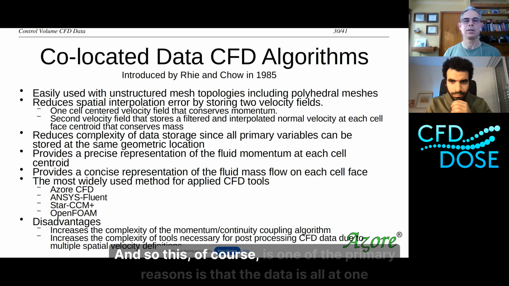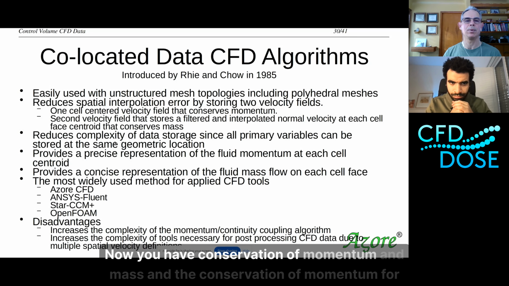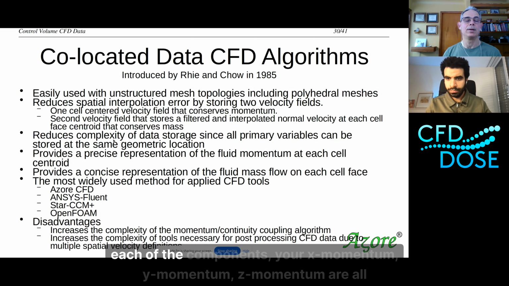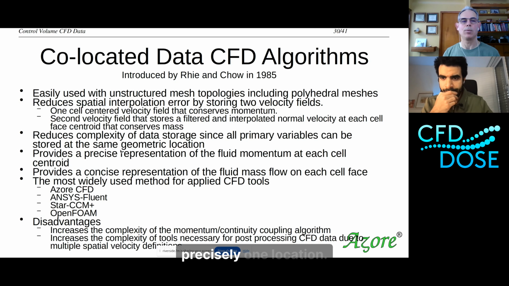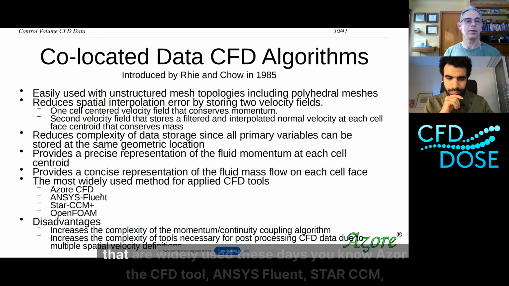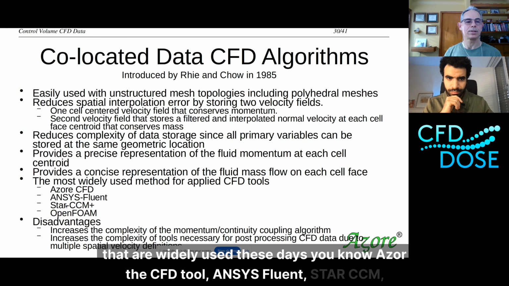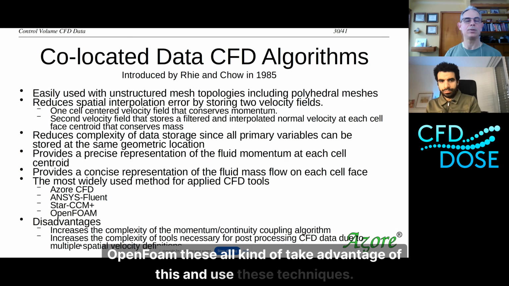And so this, of course, is one of the primary reasons: the data is all at one geometric location. Now you have conservation of momentum and mass, and the conservation of momentum for each of the components, your x momentum, y momentum, z momentum, are all at precisely one location. So that has a lot of advantages. And that is, of course, why most CFD tools that are widely used these days, the CFD tool Azore, ANSYS Fluent, Star-CCM+, OpenFOAM, all take advantage of this and use these techniques.